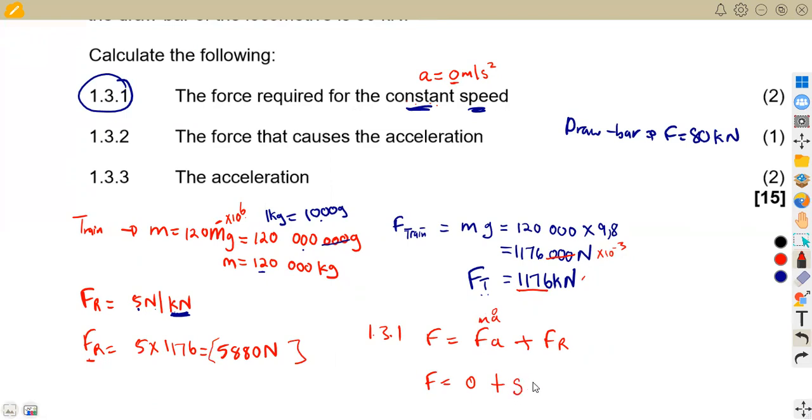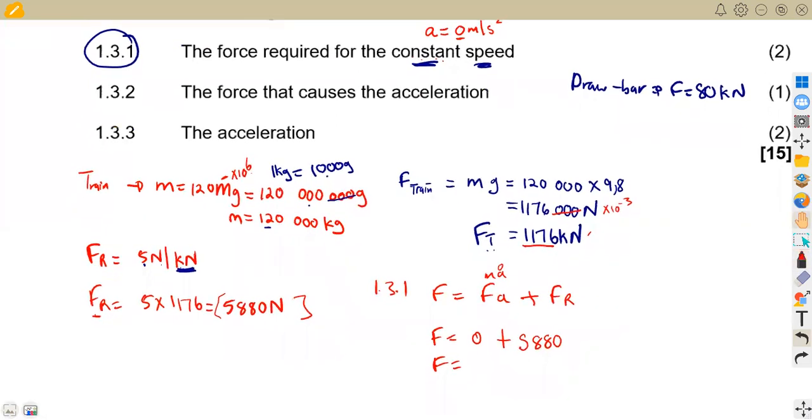So it's going to be 5,880, which is the same because adding a 0 here does not affect it. So it's going to be 5,880 Newton, or you can convert to kilonewton depending on the question that you're given. Okay, so that was question 1.31. On 1.32, the force that causes acceleration, we must calculate the FA, which is the accelerating force. Okay, so in this case, this is what we have, guys.